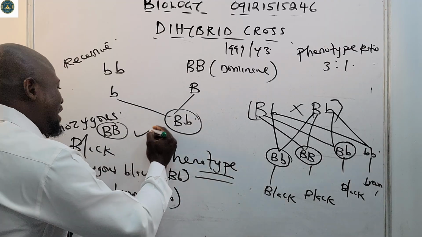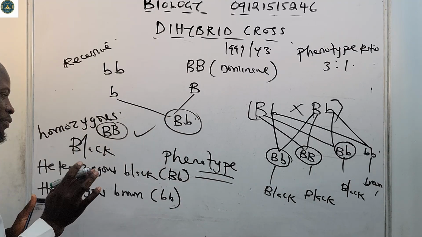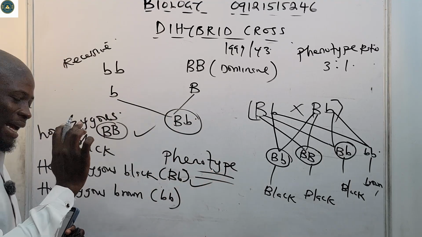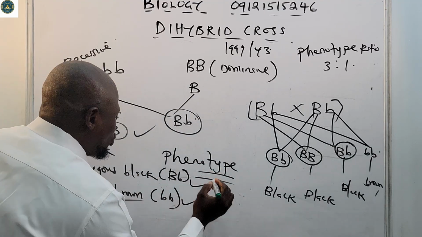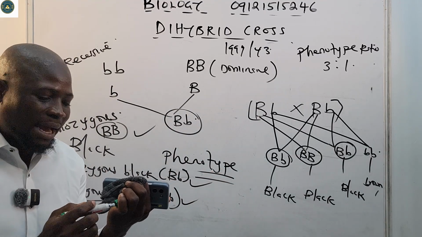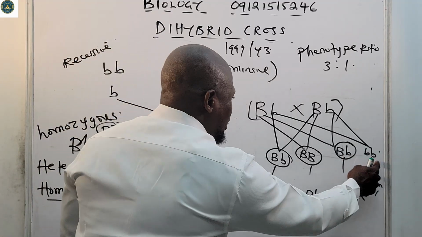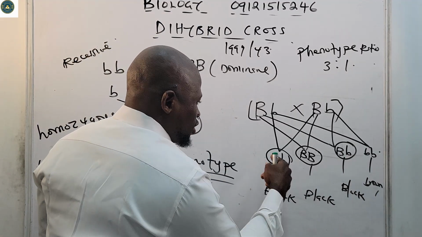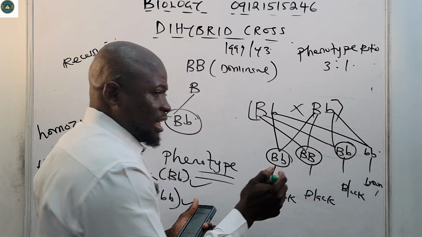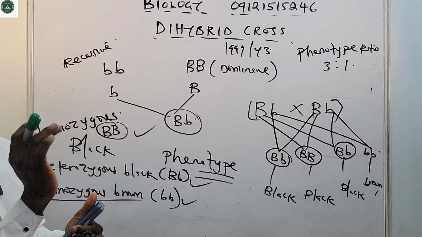We're going to see a homozygous black, a heterozygous black, then a homozygous brown. So those are the 3 genotypes we will see. You will not count this one twice. You have counted this one, it's appearing here again, so you do not count it. So we are seeing 3 different genotypes.